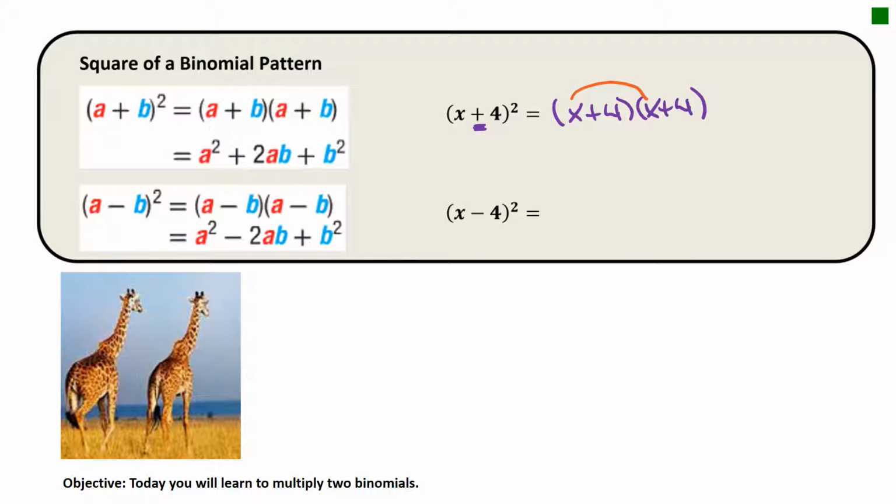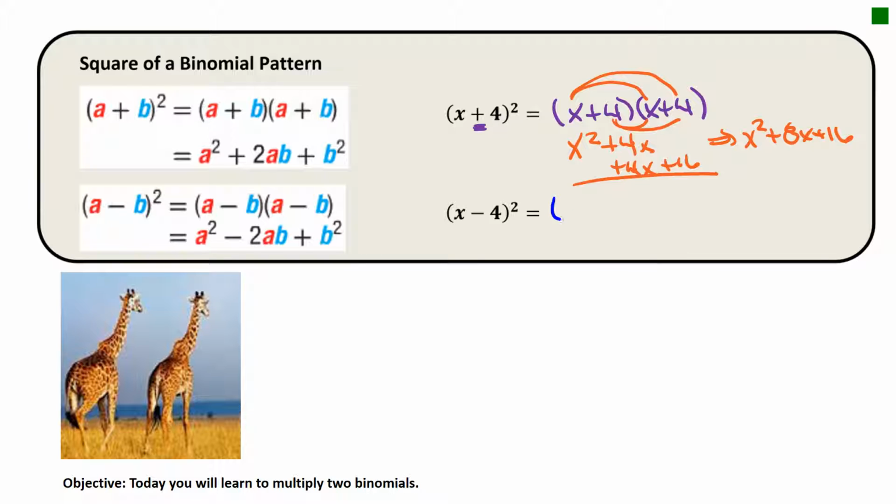We're going to distribute. X times x is x squared. X times 4 is a positive 4x. 4 times x is a positive 4x. 4 times 4, whoops, that's supposed to be on the bottom, is plus 16. So when I add this, I get x squared plus 8x plus 16.